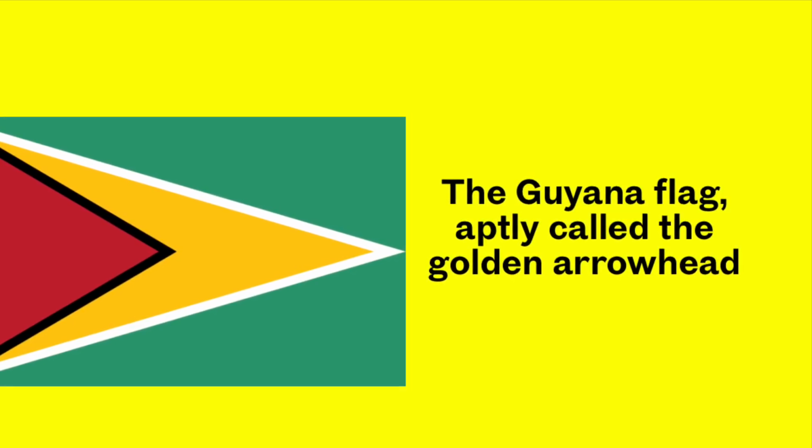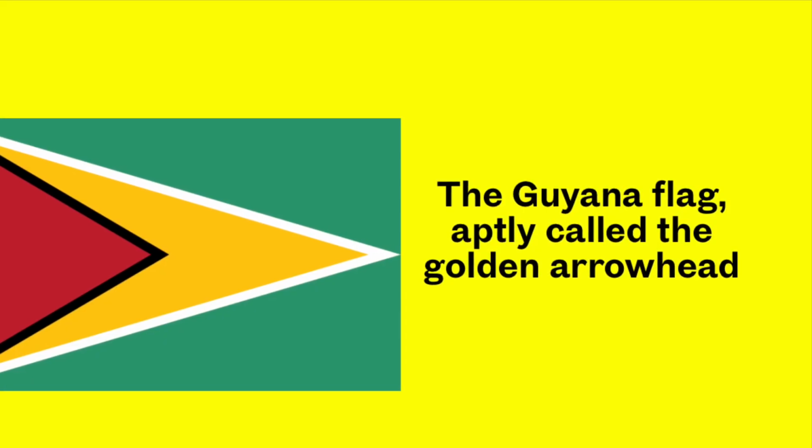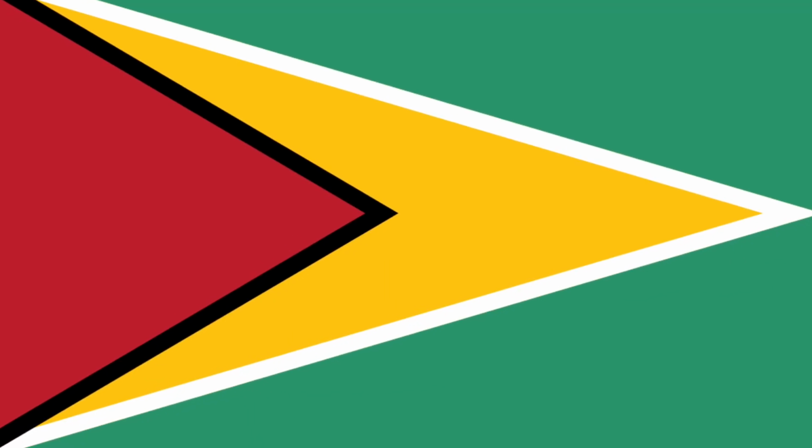Guyana. The flag of Guyana, which has been the way it is since it gained independence from the United Kingdom in 1966, has also been aptly called the Golden Arrowhead. It's a green field with the black-edged red isosceles triangle based on the hoist side, superimposed on the larger white-edged golden triangle, also based on the hoist side, pointed towards the fly side.